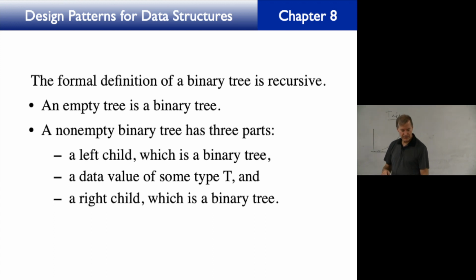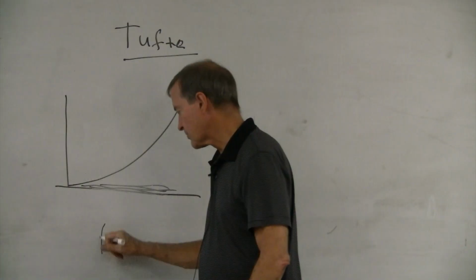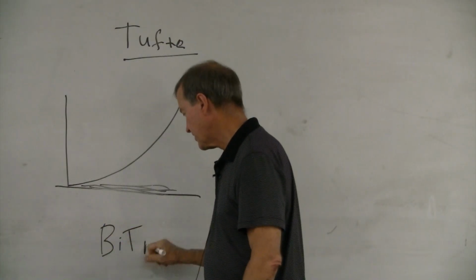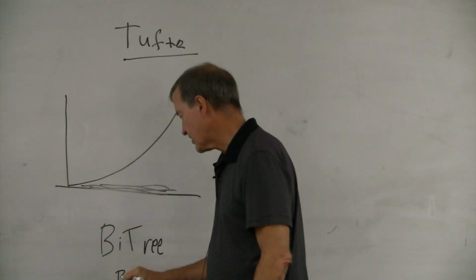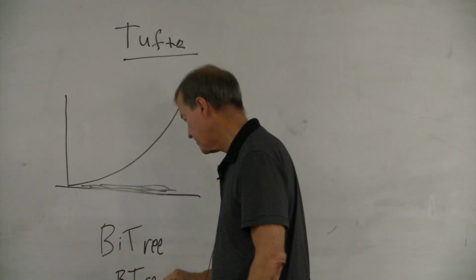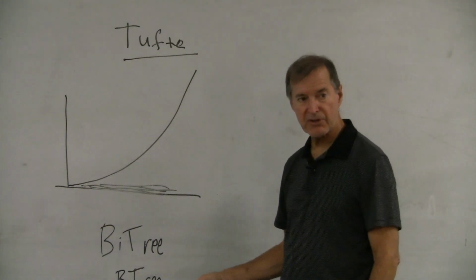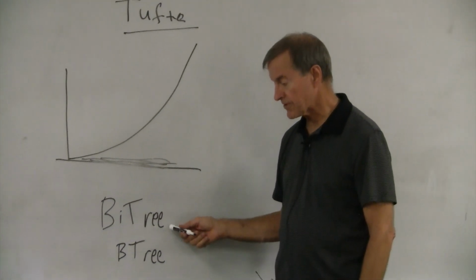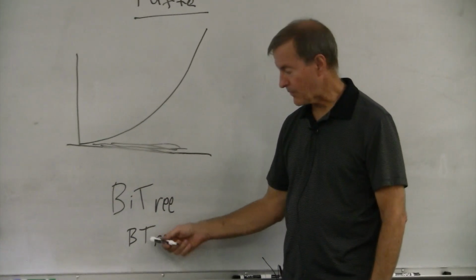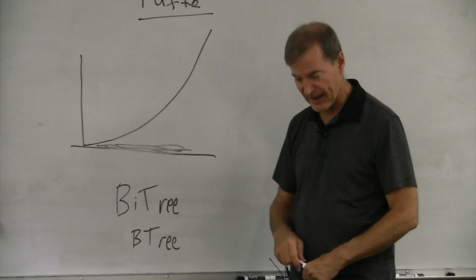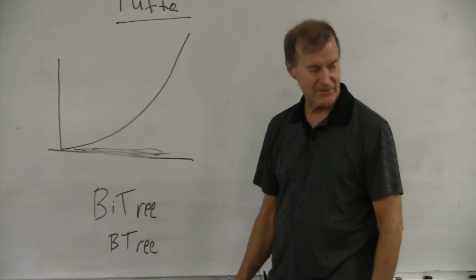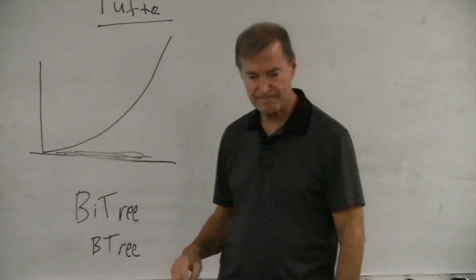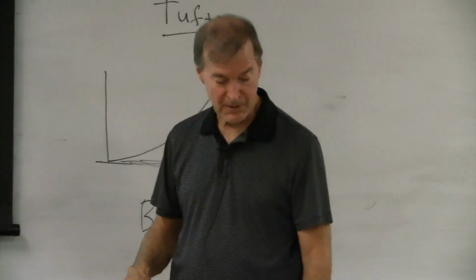Oh, and by the way, the name of this project is BITREE, not B-tree. It's bi-tree. And the reason it's bi-tree and not B-tree is because there's another data structure that we're going to study later on in the course, near the end. B-trees are different from binary trees. So that's why we stick this I in here. That's not an accident. We're going to do B-trees as well. B-trees are not binary.